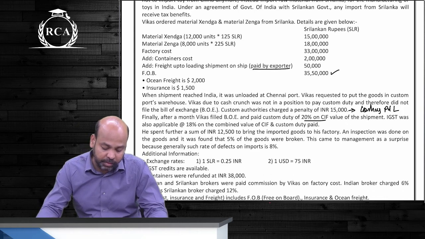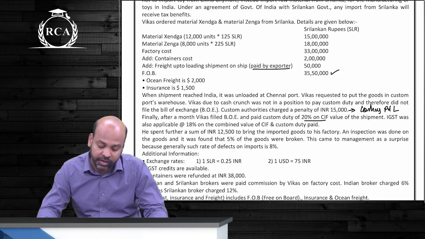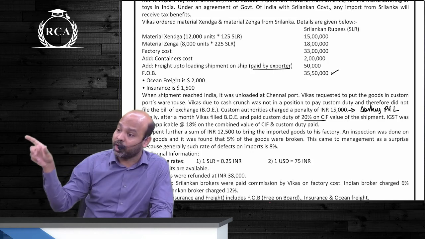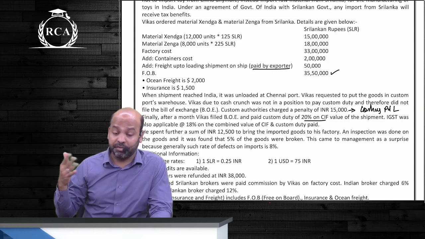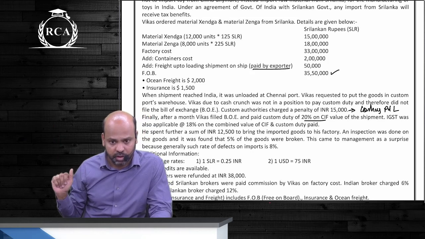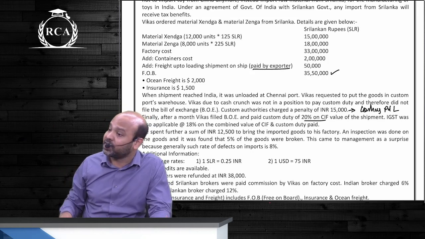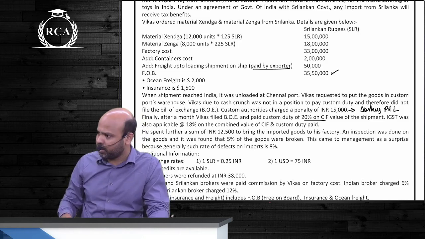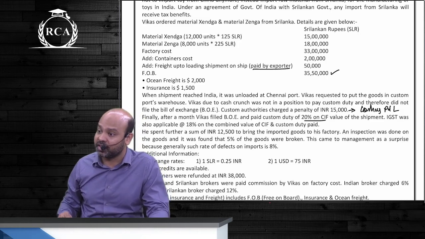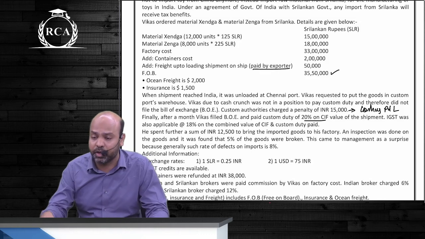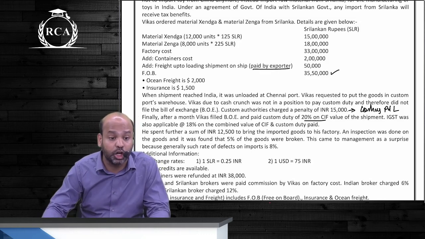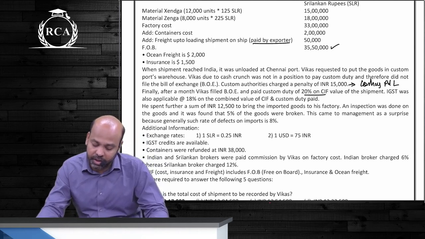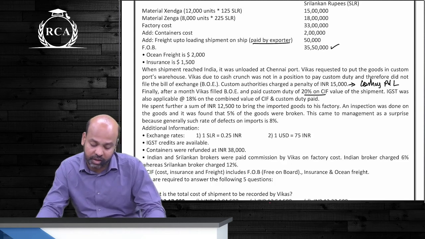IGST was also applicable at the rate of 18% on the combined value of CIF and customs duty paid. IGST is on the total value of customs duty plus CIF. It's a different story that you will get a refund of customs duty of 80%. For IGST, by default, will credit be available or not? Available. Any amount of GST paid as such, guys, unless otherwise given, credit is always available. Because credit is available, it should not be included in your cost. Next, guys. He spent a further sum of 12,500 to bring the imported goods to his factory.